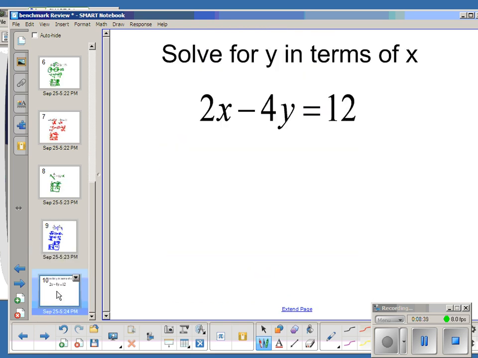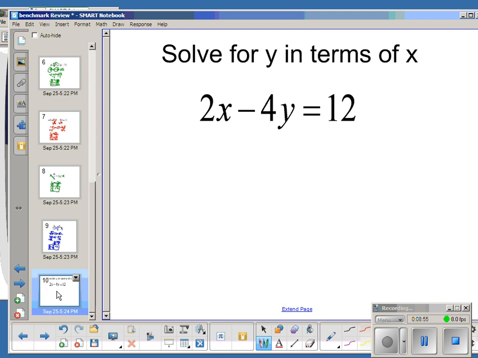All right, and we're to the last type of example. So I'm going to just give you a quick explanation and I want you to try it. This says solve for y in terms of x. So they mean at the end your equation should read y equals something of x. So we need to solve for y.